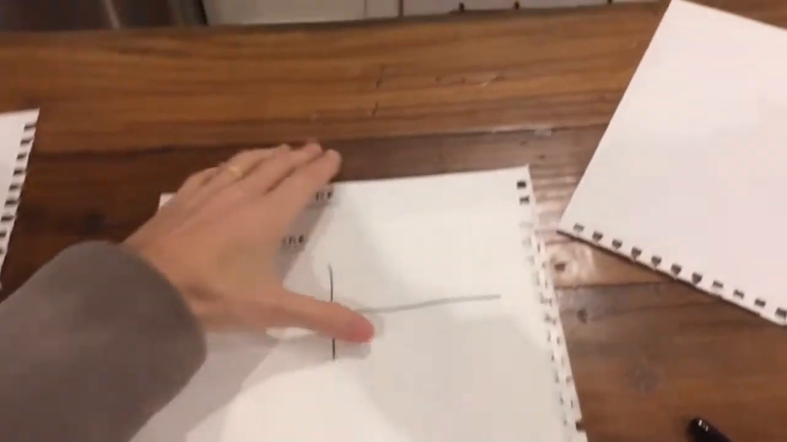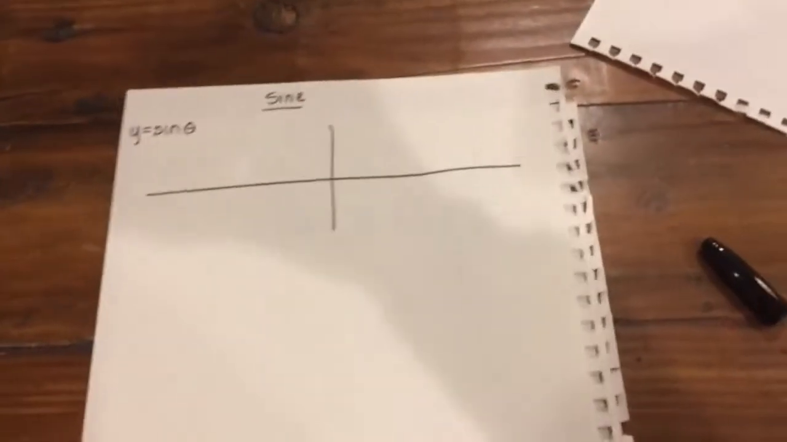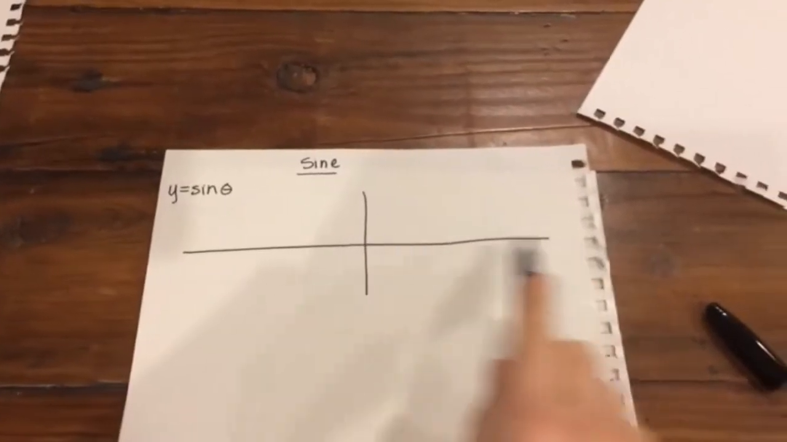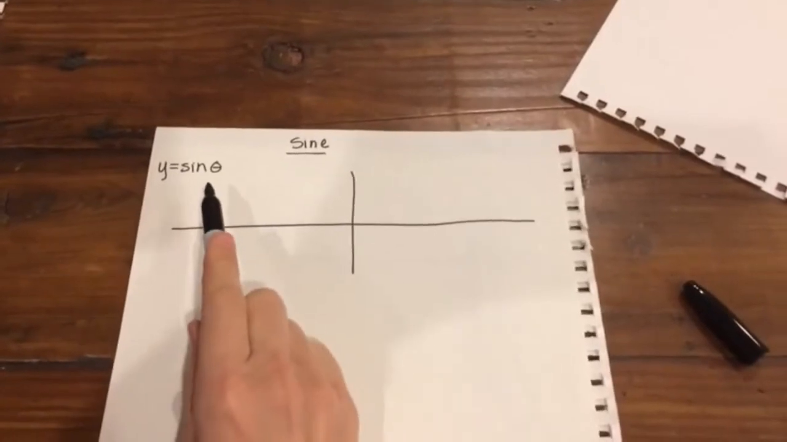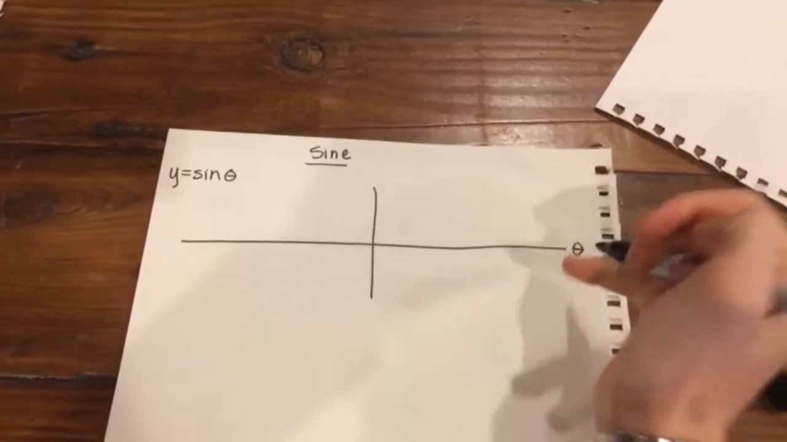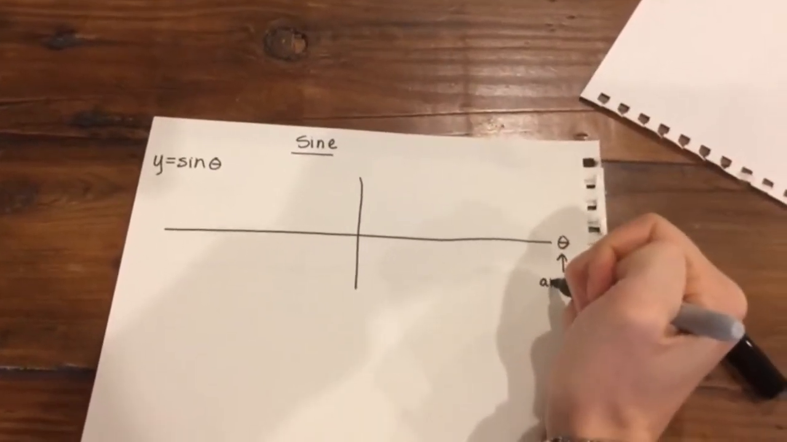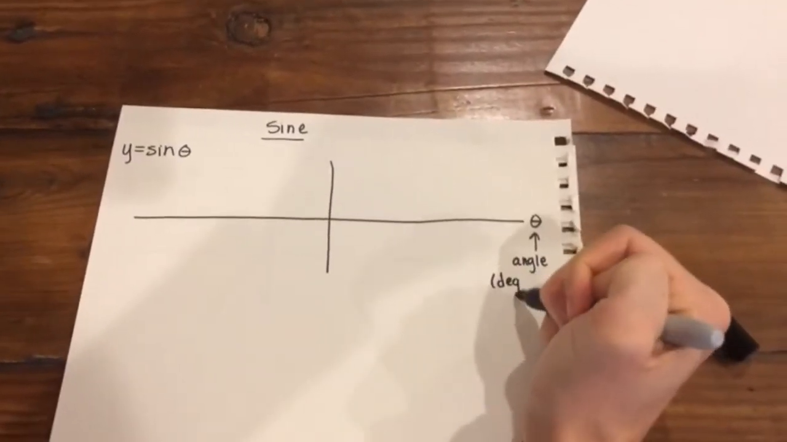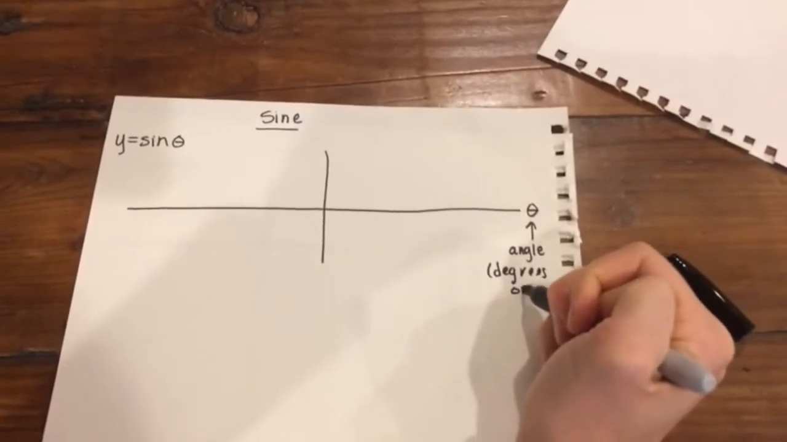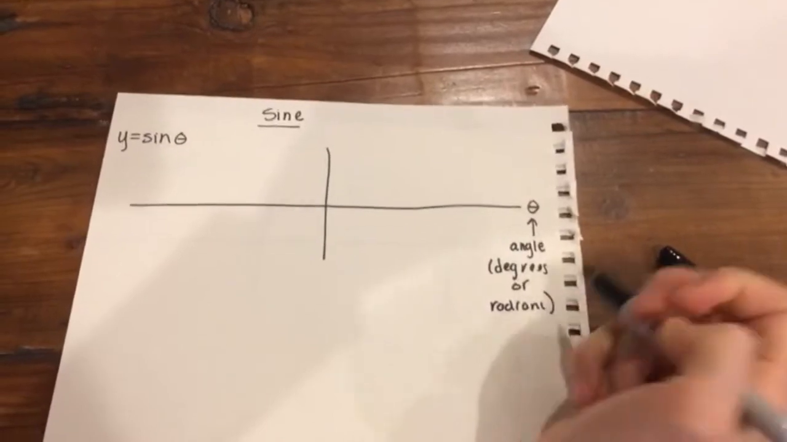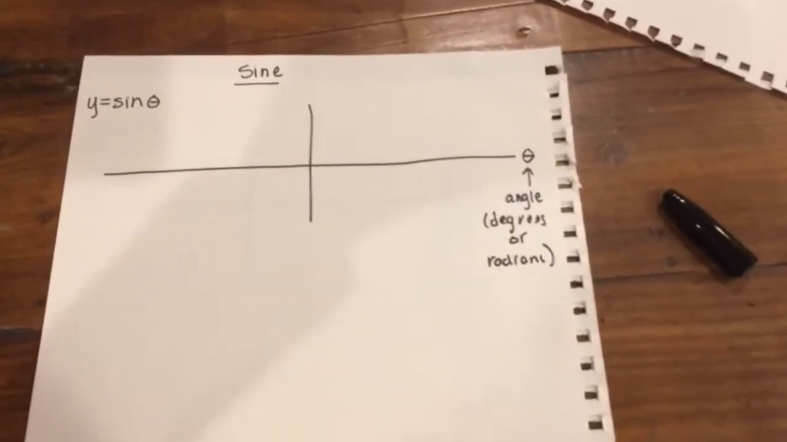Okay, so next thing is looking at graphing sine and cosine. So when you think about the function y equals sine theta, the input is what goes on the x-axis, and the input into a sine function is always this angle theta. So I'm going to mark my x-axis theta, and that is your angle. And your angle could be in degrees or radians. And I'm going to mark mine in radians today.